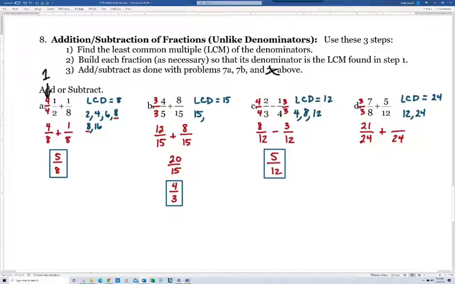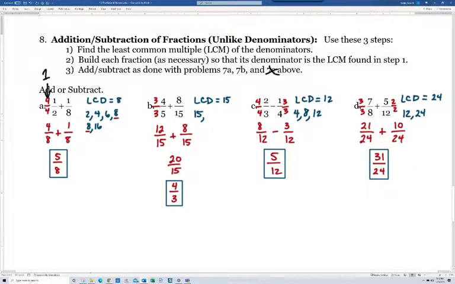The 12 in the denominator we need to multiply by 2. And so the numerator gets multiplied by 2, and we get 10/24. So 21 and 10, we're going to get 31/24, and that one is simplified.